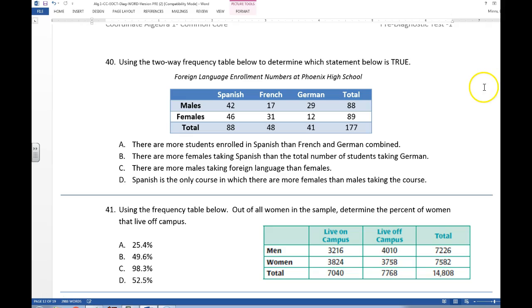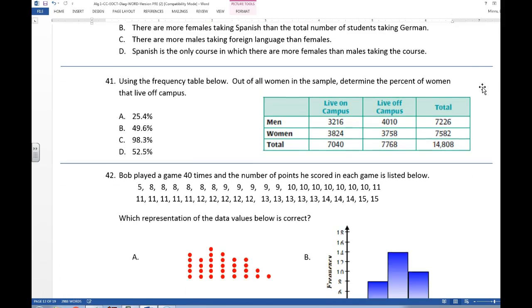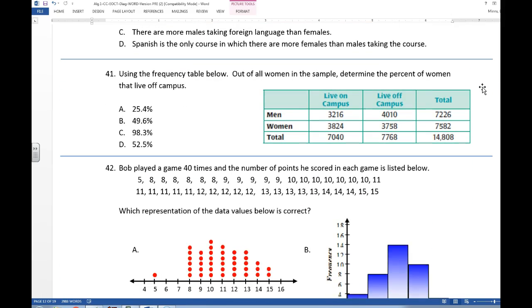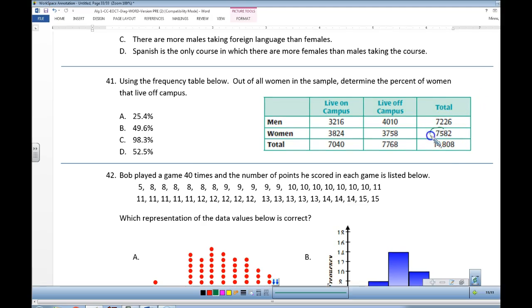All right, let's go to question 41. Using the frequency table below, out of all the women in the sample, determine what percent of women live off campus. Well, where is my total women? Right here. Women total. There's 7,582 women. So out of these women, what percent live off campus? That's on campus, here's off campus.